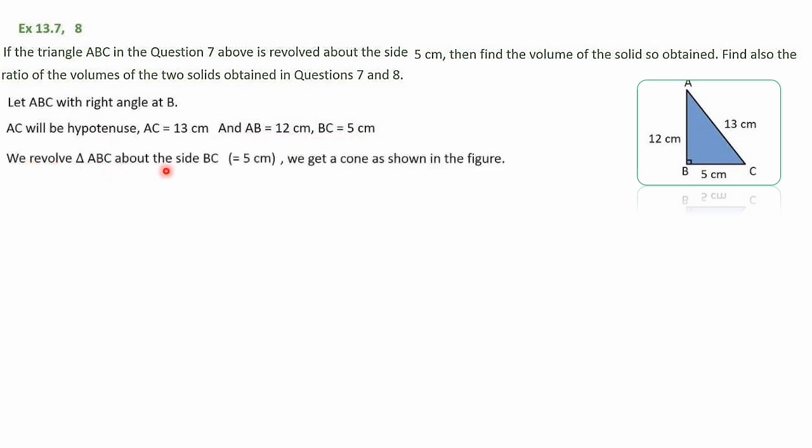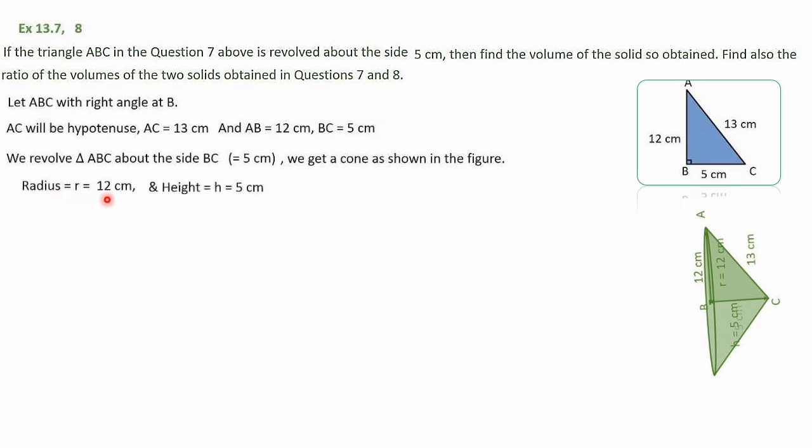We revolve triangle ABC about the side BC. We get a cone as shown in the figure. So we will get a cone like this. It means we are fixing this one and rotating this way. In the sense, this AB will come as the radius, and whichever axis is fixed, that is the height. So revolving around BC, BC will be the height, this will be the radius, and this will be the slant height, that is AC. So radius r is equal to 12 centimeter, height h is equal to 5 centimeter.